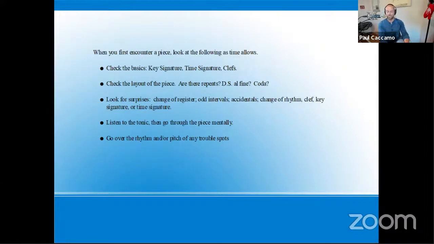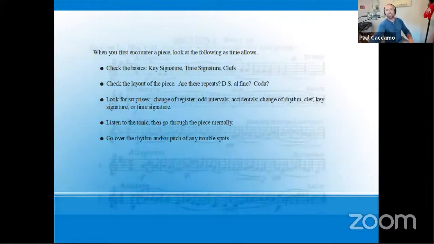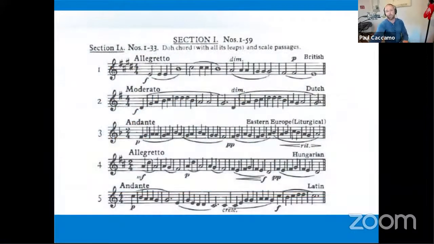Then listen to the tonic pitch, which is whatever key it's in, that'll be your tonic. And then go through the piece mentally. And then wherever you have any trouble spots, we can go over the rhythm and the pitch. Let's just look at one before we finish up here.